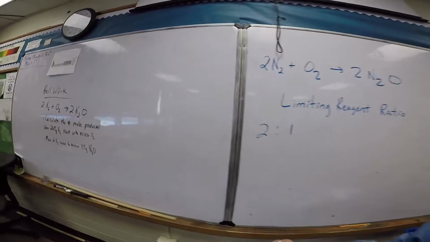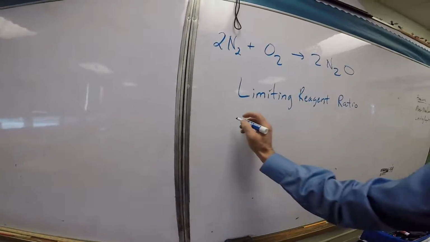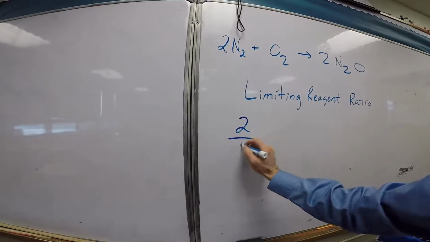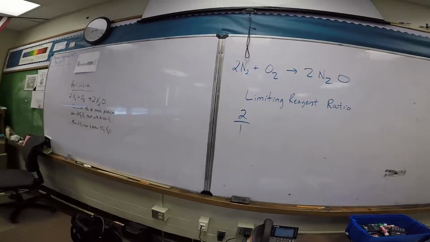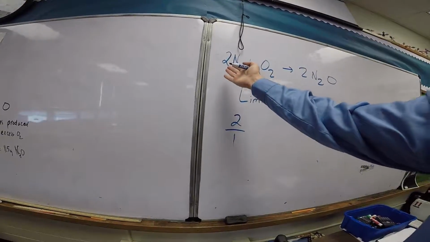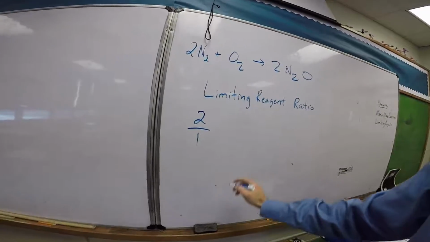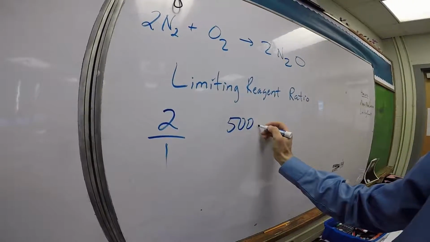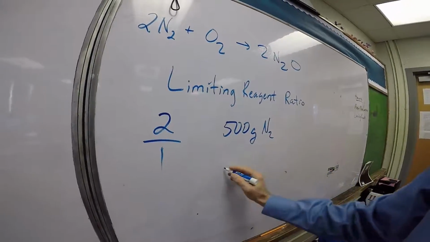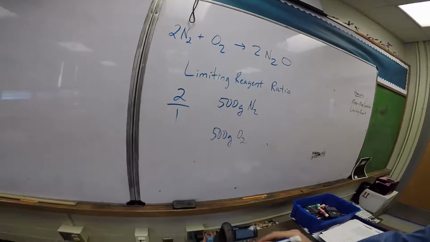So what I always do, right, I always take that ratio and I'll divide it by itself. All right, so it's a 2-to-1 ratio. Now, if I'm given a substance, like if I'm given 500 grams of N2 and 500 grams of O2, let's convert that to moles.